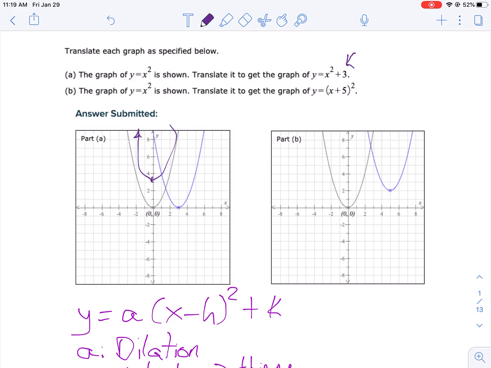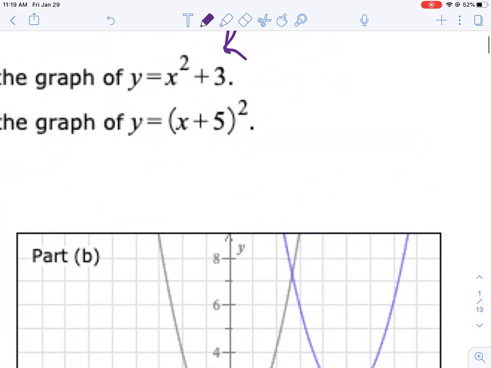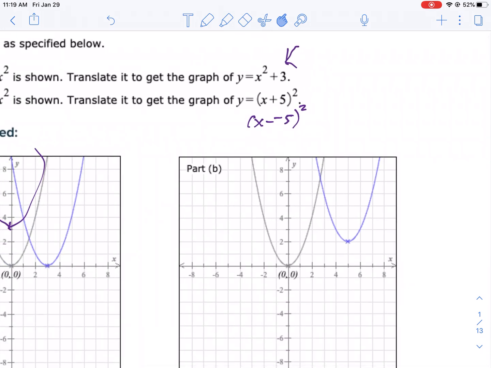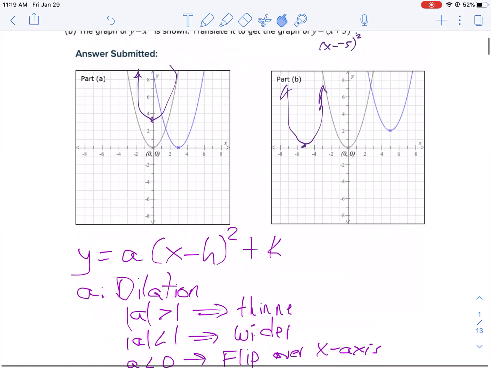Now when you see x plus 5, I want to write that as x minus h. So it's x minus negative 5, squared. So that tells me we're going to be moving this to the left 5. I don't know what you did there to get that one. So we should have gone to the left 5, and then we would have had our parabola. And that's the transformations. We'll use it a bunch on this test.